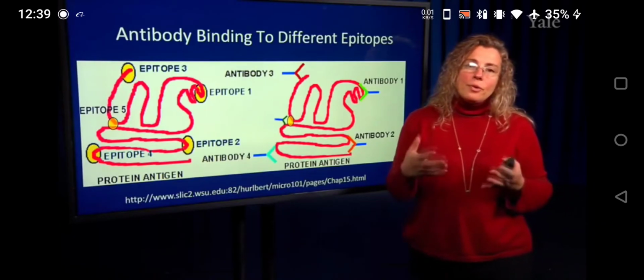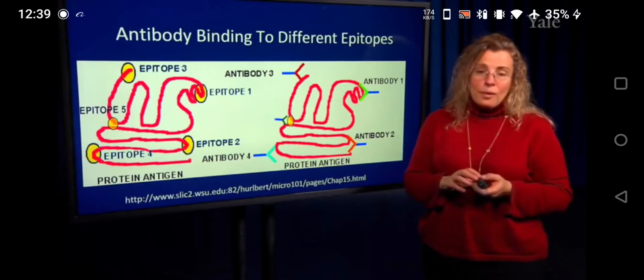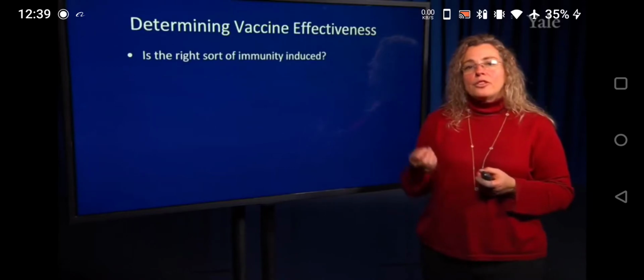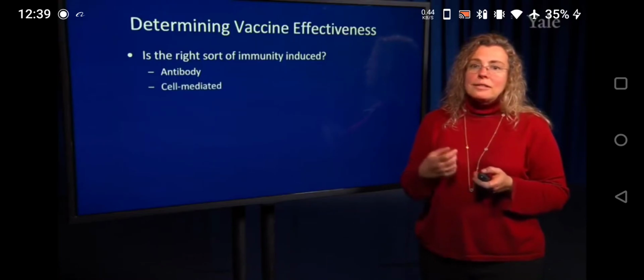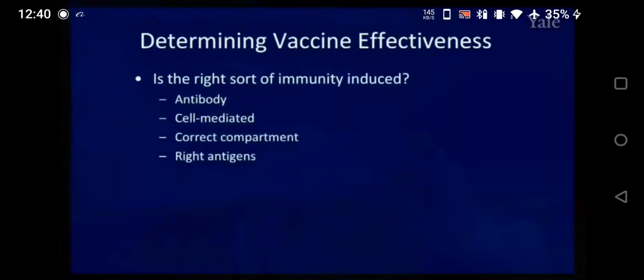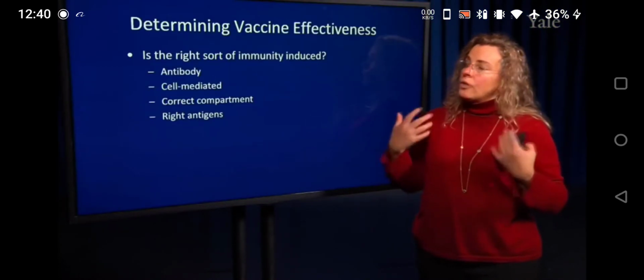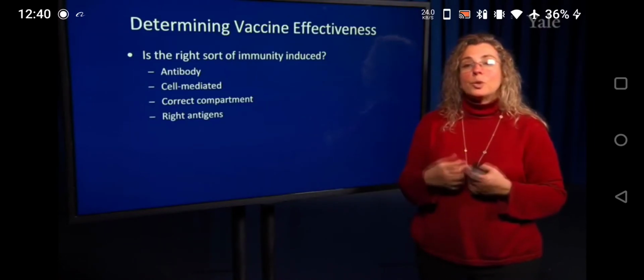Okay, so we've gone through a lot of different formulations of vaccines. How do you figure out how well they work and what things are important to consider? Do you generate the right sort of immunity? What I mean by that is, do you generate antibody or cell-mediated cytotoxic T cells? How about in the correct compartment? Again, if you've got a pathogen that is a fecal-oral route, you need actually a mucosal immune response. For other pathogens, if it's the flu or other respiratory infections, you want to make sure you have a good immune response that's going to actually work in your lungs.